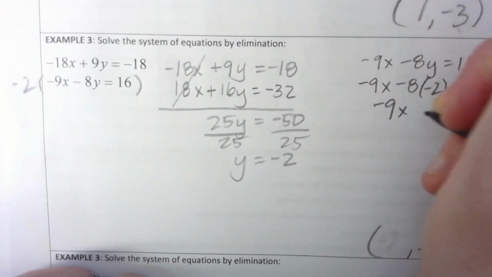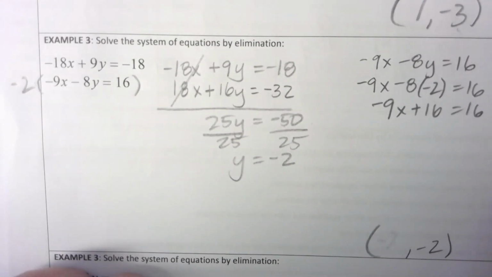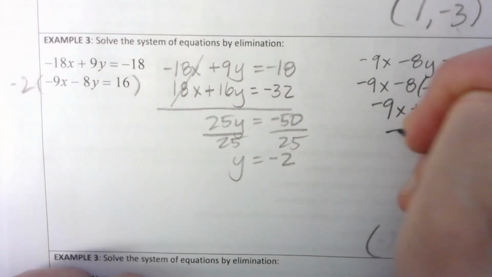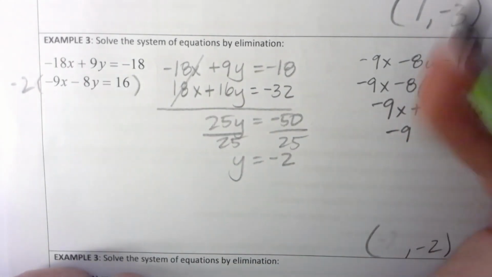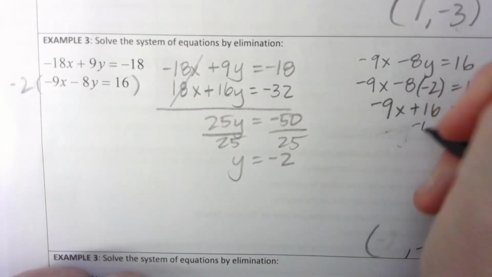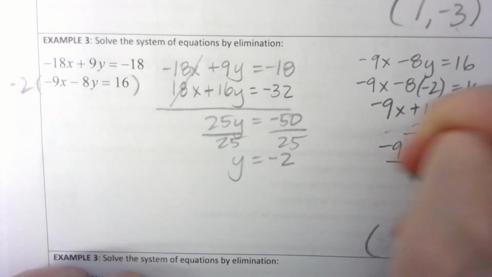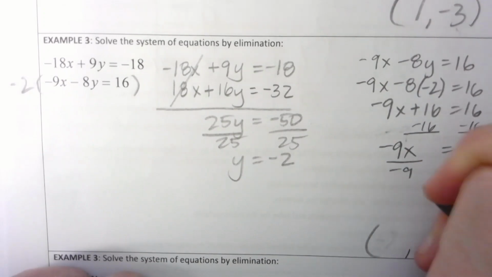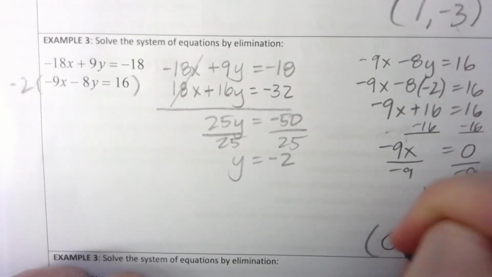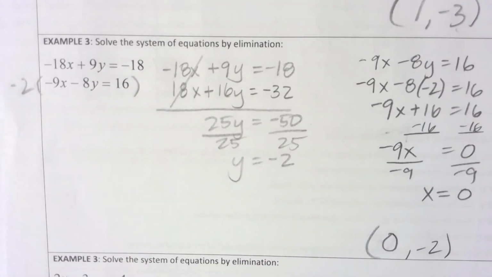Negative 9x plus 16 equals 16. Negative 9, oopsie, I've got to subtract 16 from both sides. Negative 9x equals 0. Divide by negative 9, divide by negative 9. x is 0. 0, negative 2. And you could confirm that by typing these into Desmos.